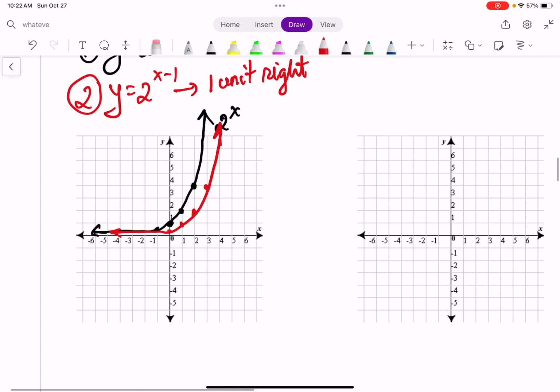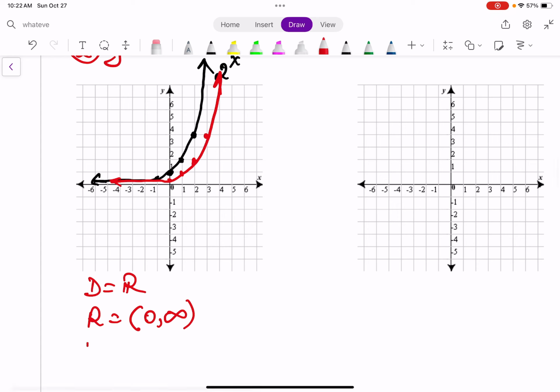So it's asking us to find the domain, which is always all real numbers. The range, as you see, it's still above the x-axis, so it's all positives. And of course, we still have our horizontal asymptote. That is the x-axis, so y equals 0. Remember, horizontal lines always have equation y equals some number.